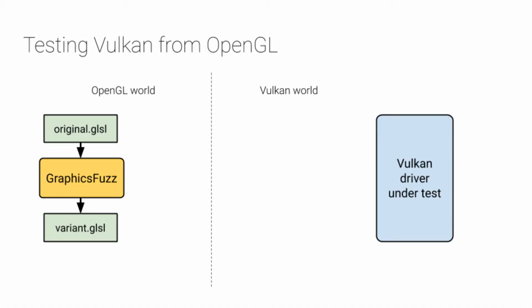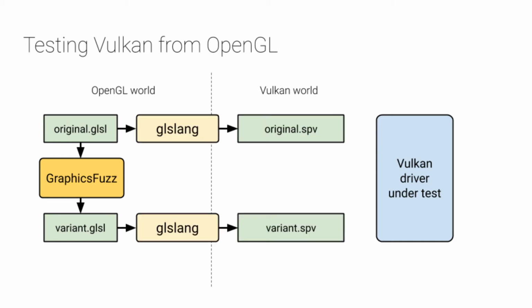So what we have been doing is working with GraphicsFuzz in the OpenGL world, taking an original shader and transforming it to a variant, and then pushing both of those shaders through glslang to get SPIR-V versions of them, optionally optimizing the variant shader to make it more interesting still, and then passing these on to the Vulkan driver under test and looking for crashes or image differences. This has been working really well.